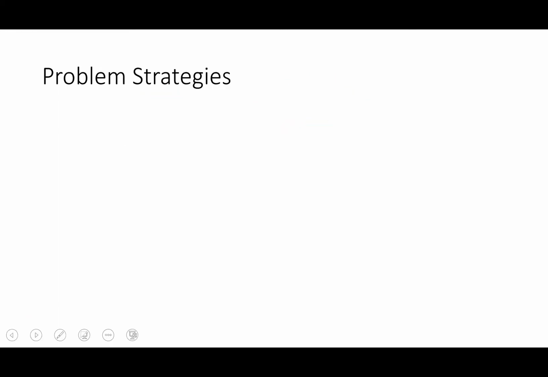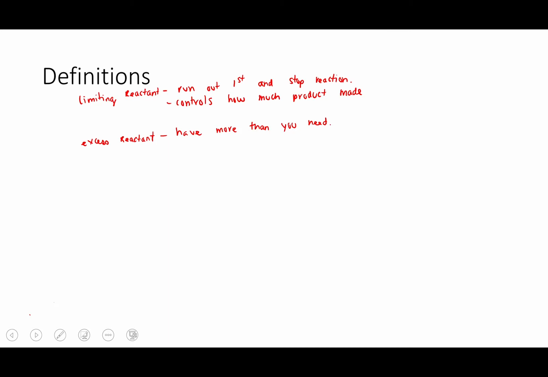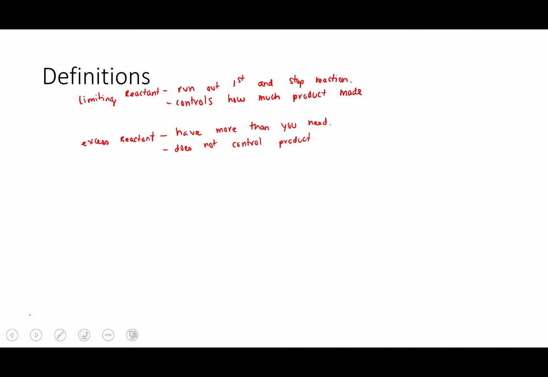I'm really sorry about this. You have more than you need. This does not control the amount of product. The excess reactant is just extra. It's there. We still need it to take place, but I just have more than I need.